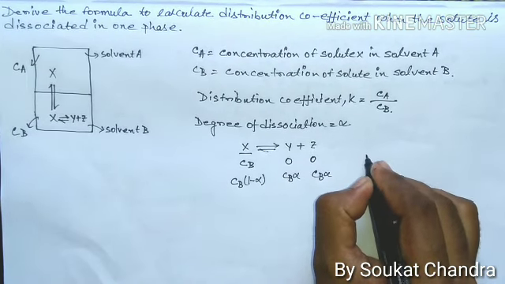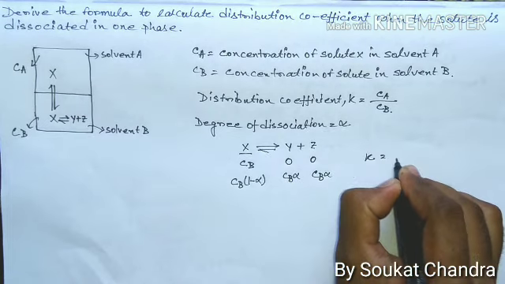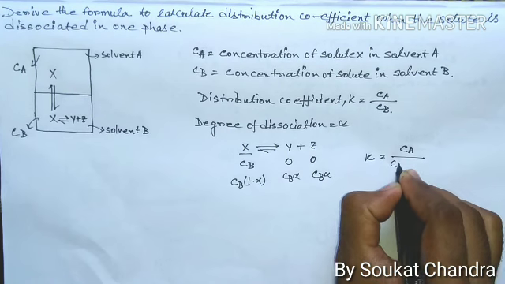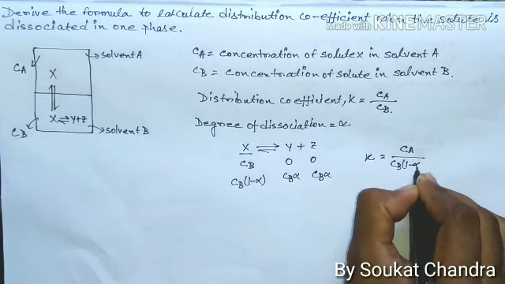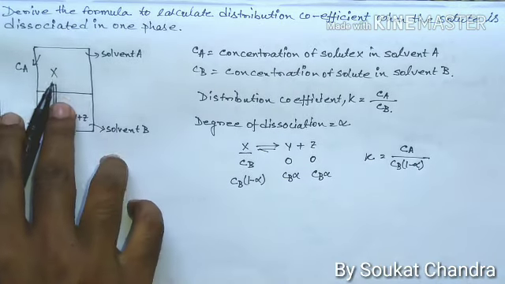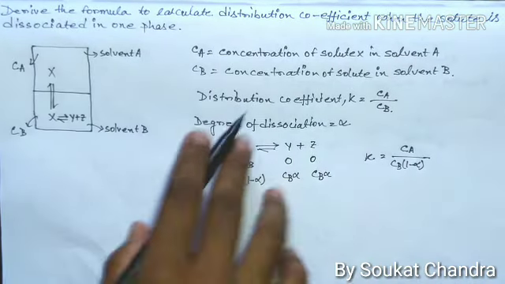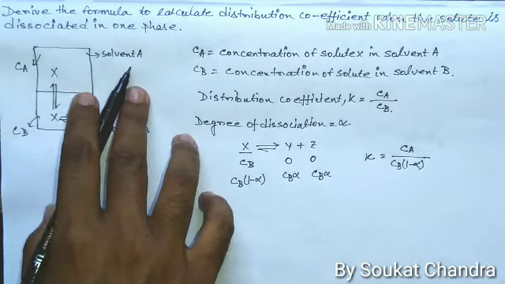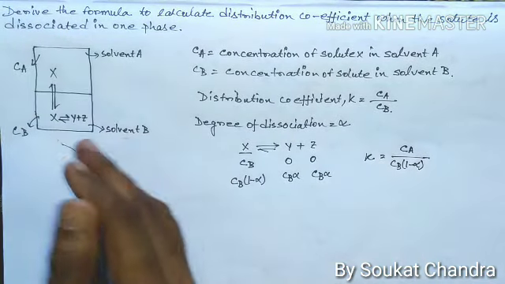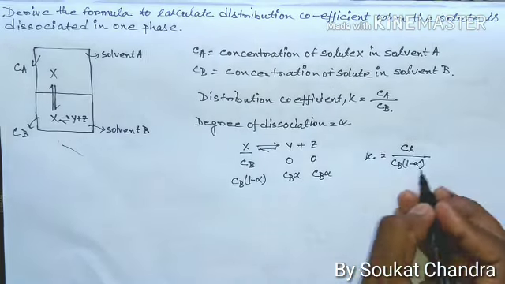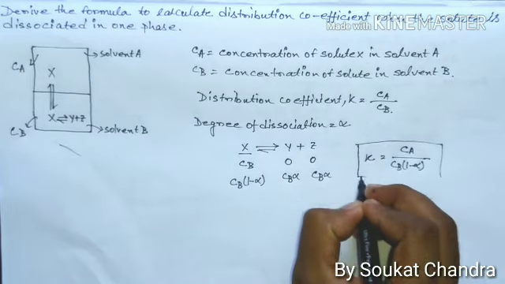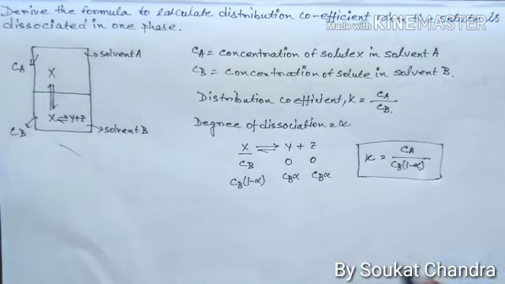The distribution coefficient for this case, K, is equal to Ca by Cb(1 minus alpha), where Ca stands for the concentration of X in the solvent A, which is undissociated, and Cb(1 minus alpha) is the concentration of X in the solvent B in undissociated form. So that is the distribution coefficient when the solute is dissociated in one phase.